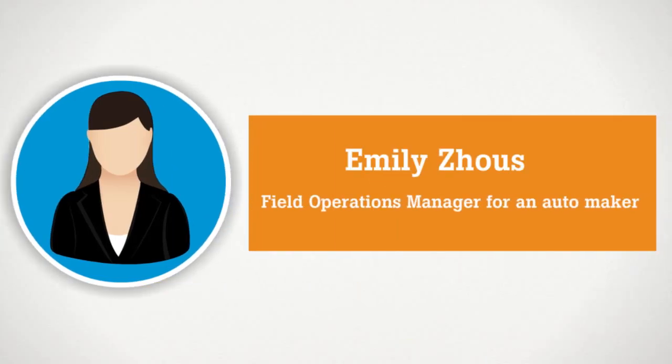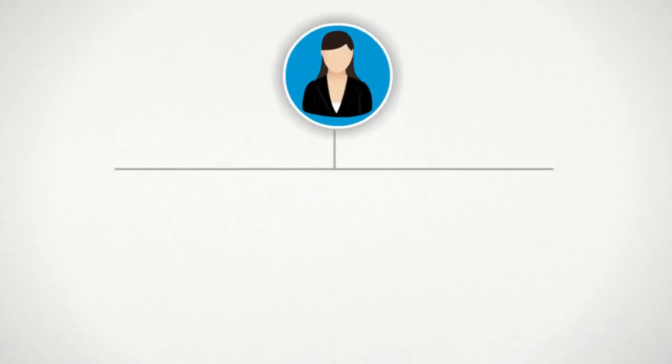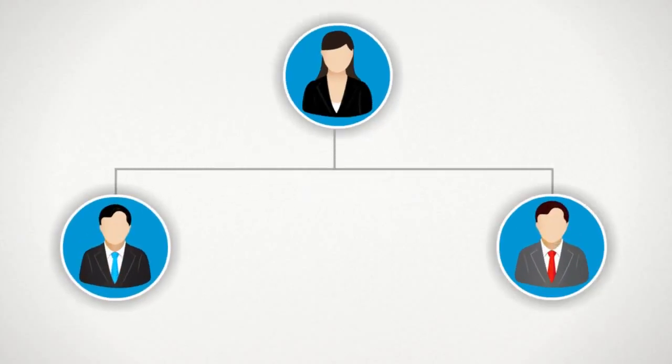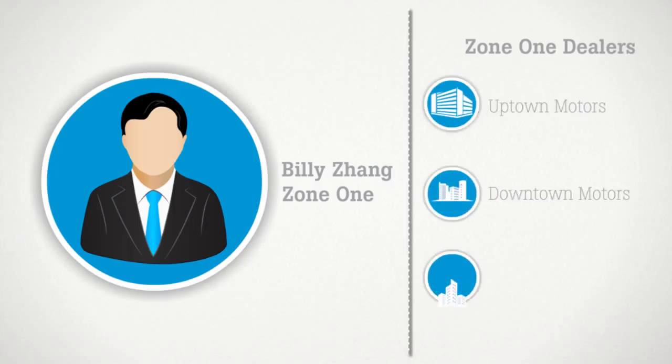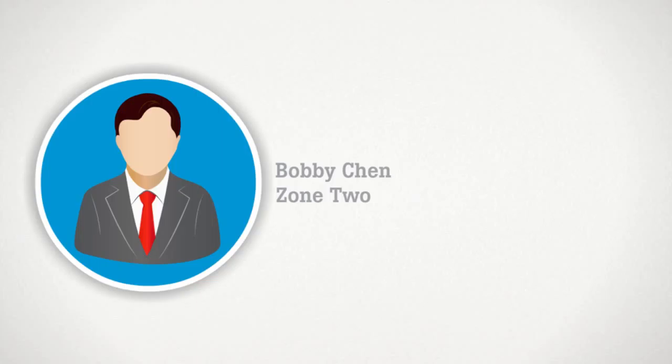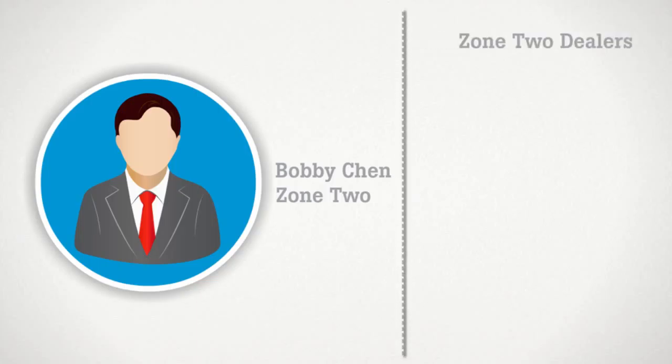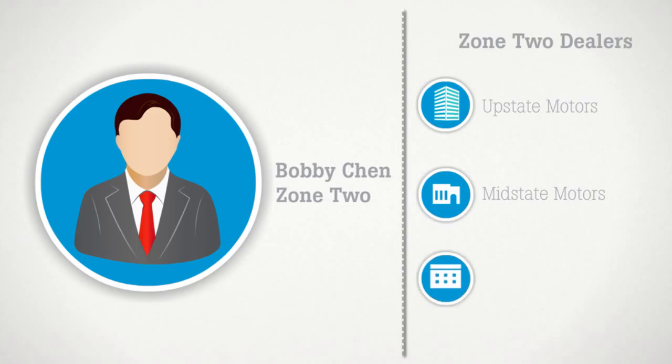Emily Joe is the Field Operations Manager for an automaker. She has two zone managers working for her, Billy Zhang and Bobby Chen. Billy is responsible for Zone 1, which has three dealers, Uptown Motors, Downtown Motors, and Crosstown Motors. Bobby is responsible for Zone 2, which also has three dealers, Upstate Motors, Midstate Motors, and Outstate Motors.